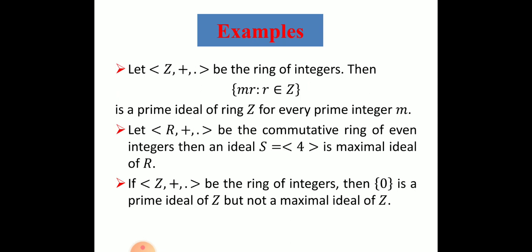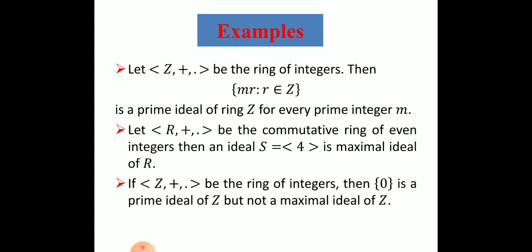Next, we take an example of a maximal ideal. Let's consider the commutative ring R of even integers. Then the ideal generated by 4, meaning the collection of the multiples of 4, will be a maximal ideal of R. But this will not be a maximal ideal of the ring of integers, because between the ideal generated by 4 and the ring of integers, there exists the ideal generated by 2, the collection of multiples of 2. So this will not be a maximal ideal of the ring of integers.